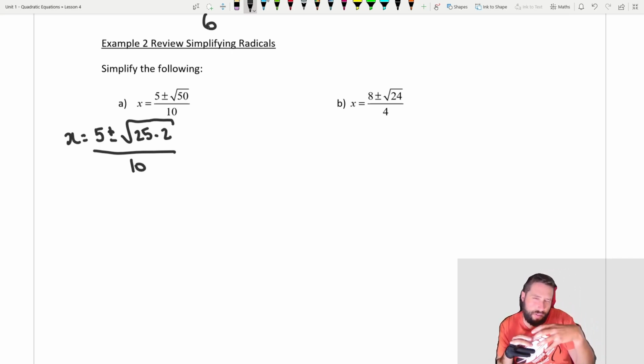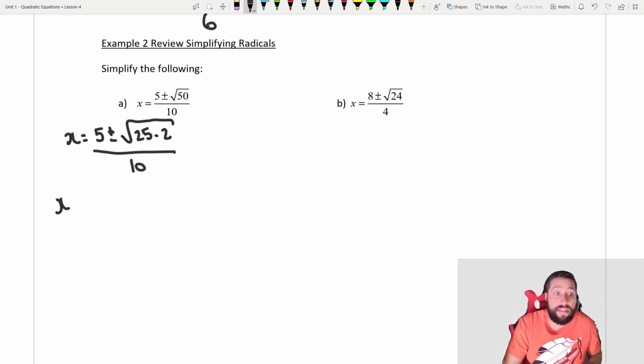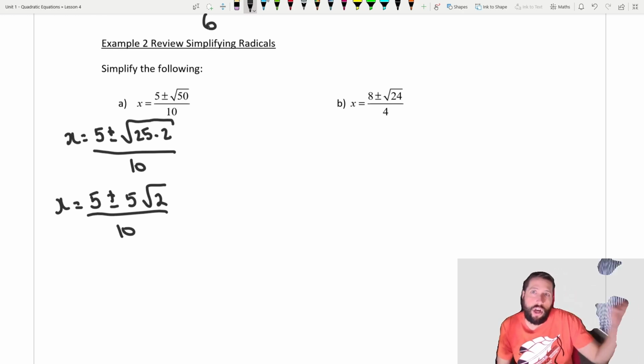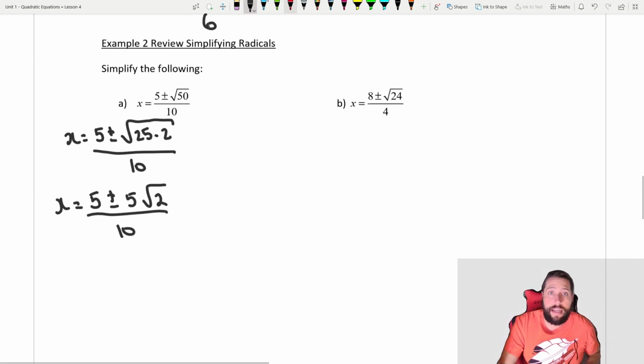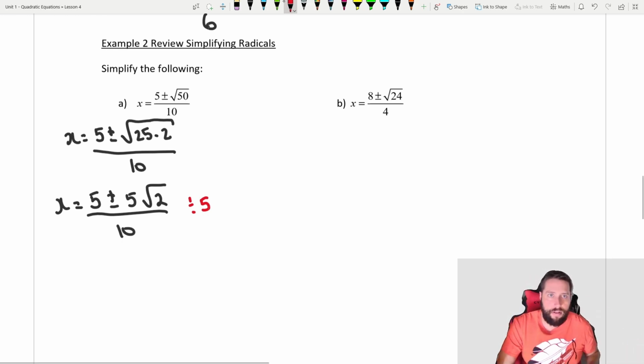We can now take the root of 25 out from underneath the root, because it is a perfect square. So we have 5 plus or minus 5 roots of 2 all over 10. And what we can do now is we have something common. Okay, 5 is common. So we're going to divide each thing. So we're going to divide everything by 5. Leave the root 2 alone. Okay, the 5 out in front of it, that's telling you that there are 5 of those roots of 2. So we're going to divide everything by 5.